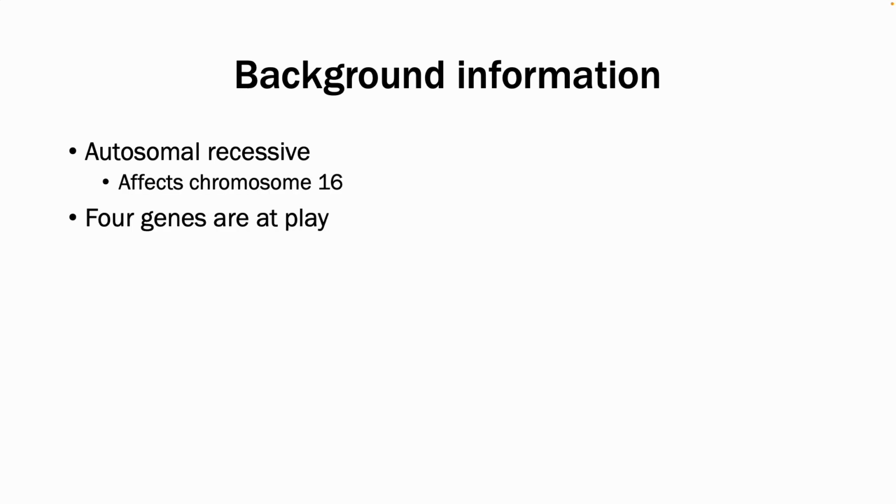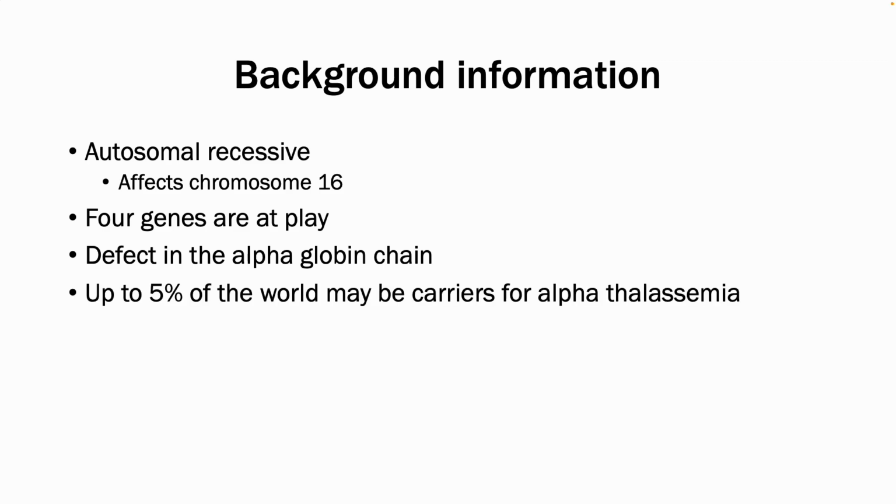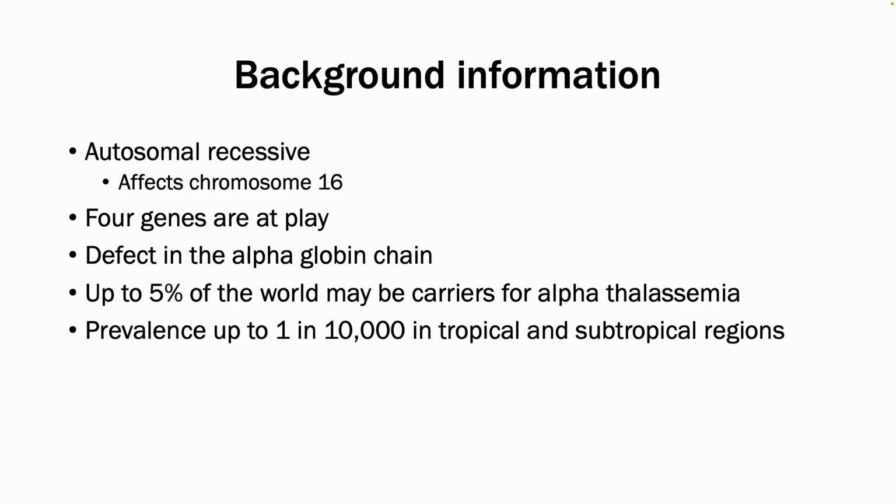It is an autosomal recessive condition which affects chromosome 16. And within it, there are 4 genes at play. Just like the name suggests, there are defects in the alpha globin chain. It is estimated that up to 5% of the world may be carriers for alpha thalassemia, and the prevalence may be up to 1 in 10,000 in tropical and subtropical regions.